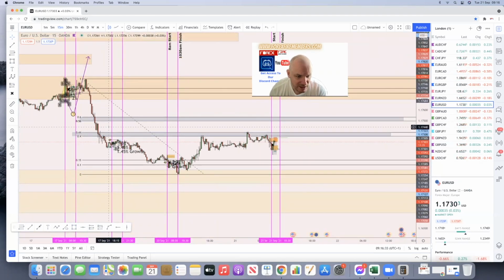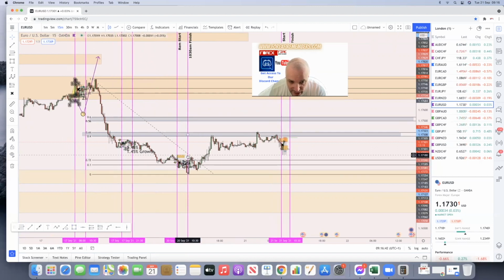Again, you've got your high, your low, your lower high, your lower low, your lower high, your lower low, your lower high, your lower low, your lower high. But then we had a higher low, a higher high, a higher low, a higher high, a higher low, a higher high. From there, we've got a higher low.